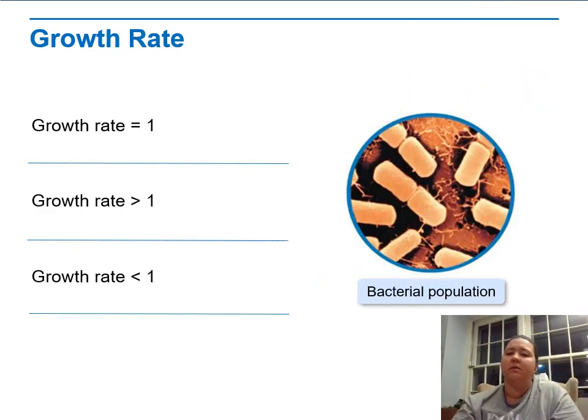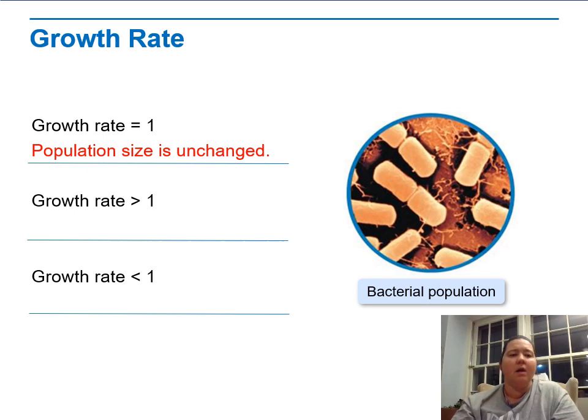Growth rate is the third characteristic of a population. Growth rates are a number, ranging from less than 1 to greater than 1, and depending on exactly how much they're growing, it can be a wide range. So if a growth rate equals 1, that means the population size is remaining unchanged. It's not growing, it's not shrinking, the number is basically staying the same over a period of time.